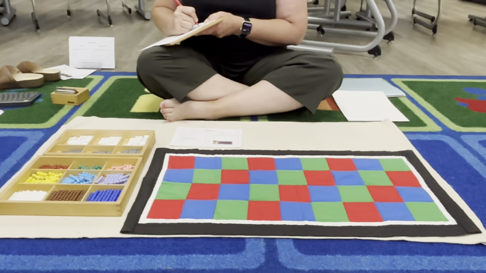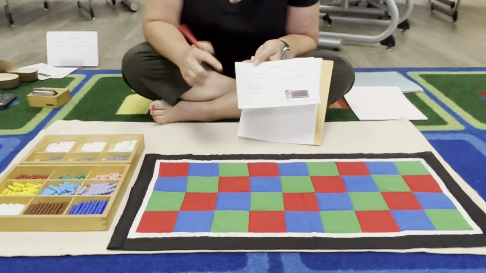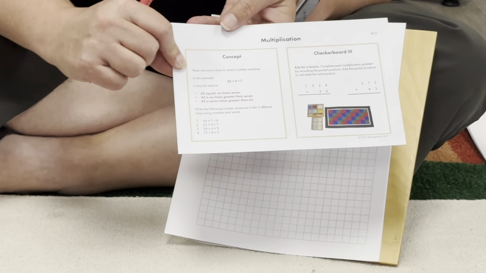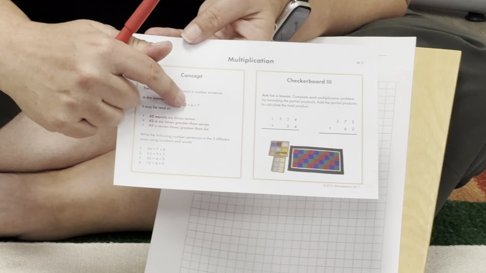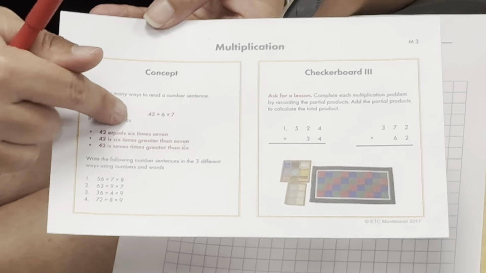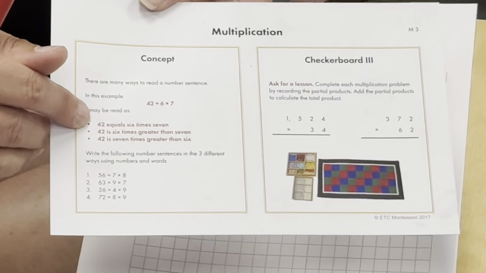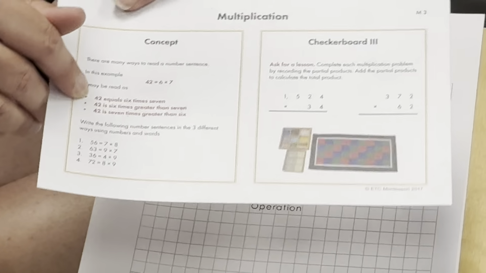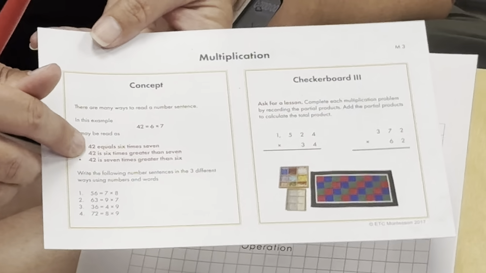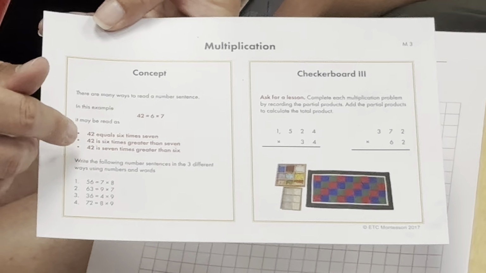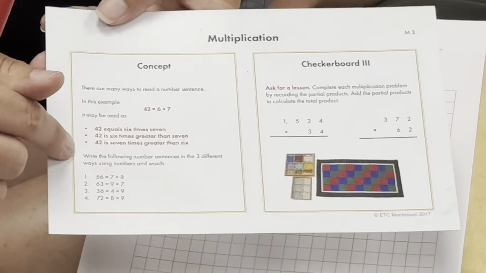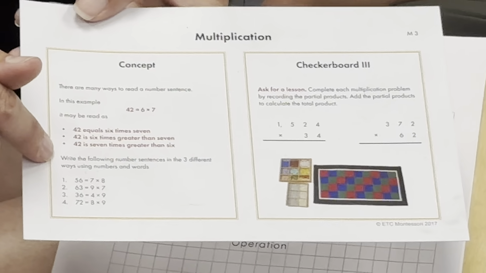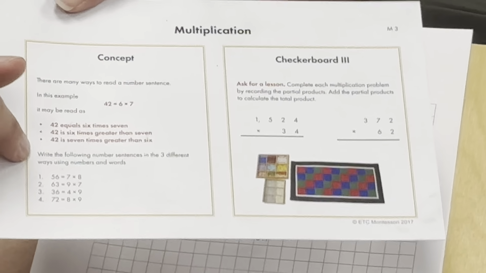All right. So let's start by reading this concept. So it says there are many ways to read a number sentence. In this example, we see it says 42 equals 6 times 7. It can be read 42 equals 6 times 7. There's the first 6, 7 reference here. 42 is 6 times greater than 7, or 42 is 7 times greater than 6. So right now it gave us 4 different equations, and we're supposed to write the following number sentences in the 3 ways using numbers and words.